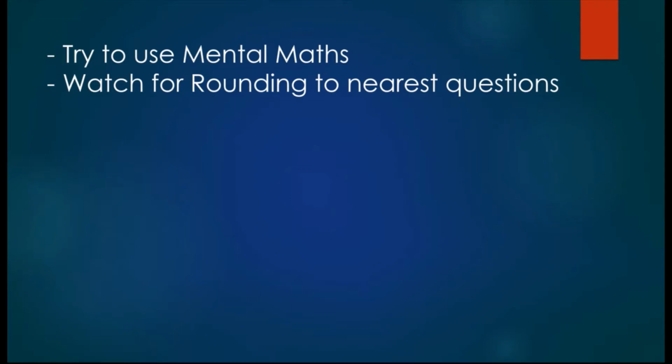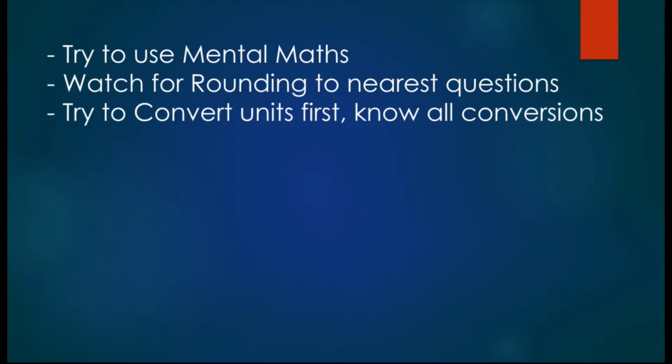Next, watch for rounding to the nearest questions. For example, it might say round the mass of the elephant to the nearest kg. And the mass you actually get will be in the options, but it won't be the correct one. The correct one will be rounding it to the nearest kg. So make sure you carefully read the question and do as it says.